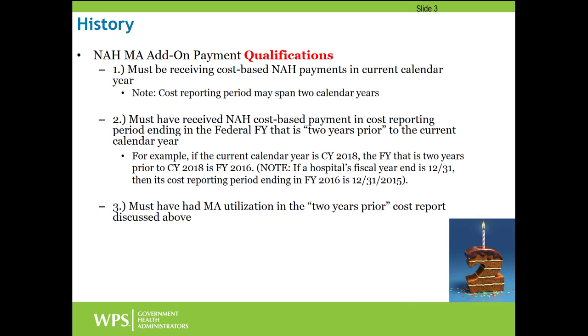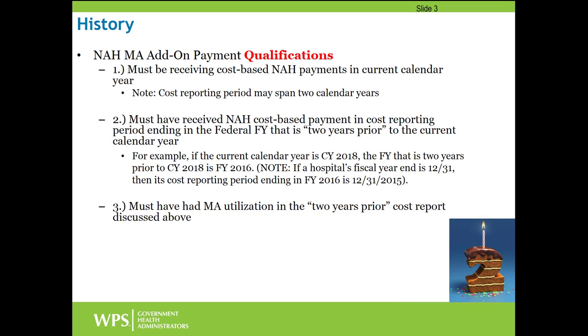First of all, let's go through some of the qualifications for the Nursing and Allied Health Managed Care add-on payment. Number one, the provider must be receiving cost-based nursing and allied health payments in that current calendar year that relates to all or part of their cost reporting period. As a reminder, assuming you do not have a 12/31 fiscal year end, your cost reporting period is going to span 2 calendar years. For that reason, we have to look at the qualifications and the payment separately for each calendar year, and then add the 2 calendar years, or portions of them, together to get the amount for your particular cost reporting period.